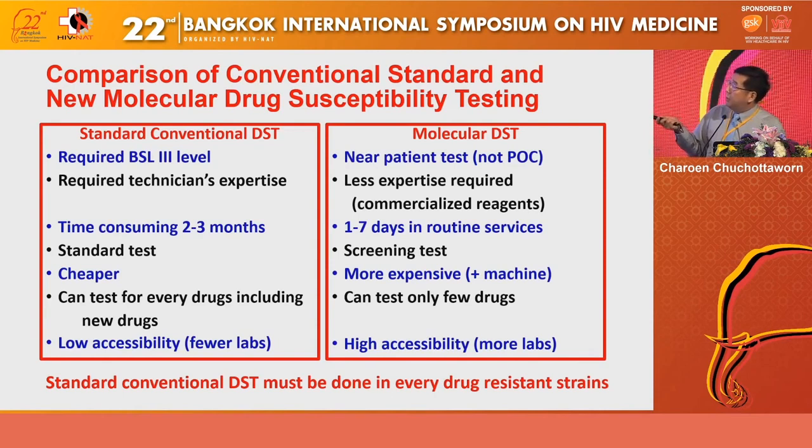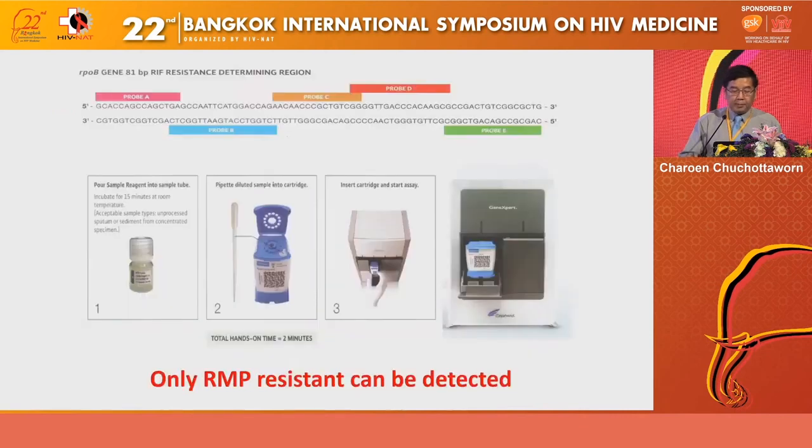And the benefit of the molecular test is knowing the results in just one or two days, and so we can change the treatment. And this is the figure of the test. You can see that there's a booth outside this room, and it can detect only the rifampicin resistance.